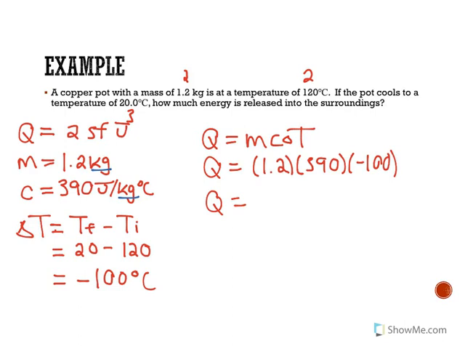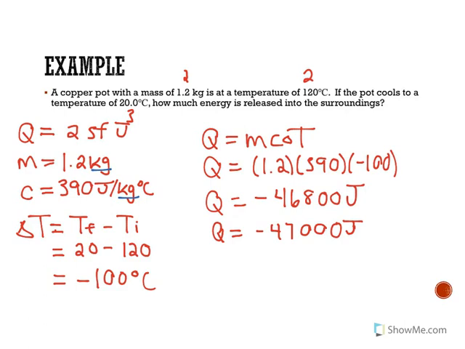So Q is equal to, plugging this into our calculator, 1.2 times 390 times negative 100. We get negative 46800 joules. We need 2 significant figures, so we're going to need to round. Negative 47000 joules.